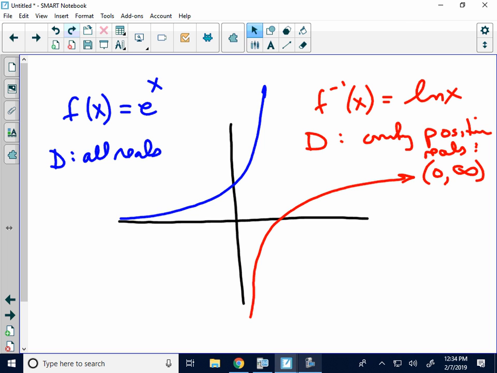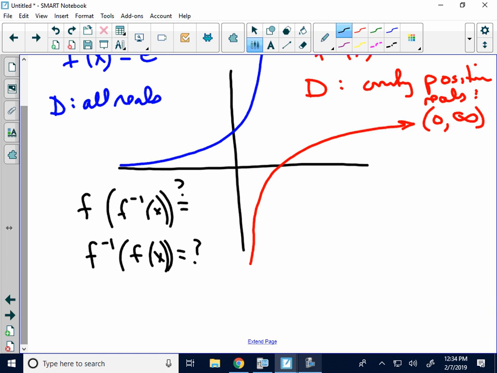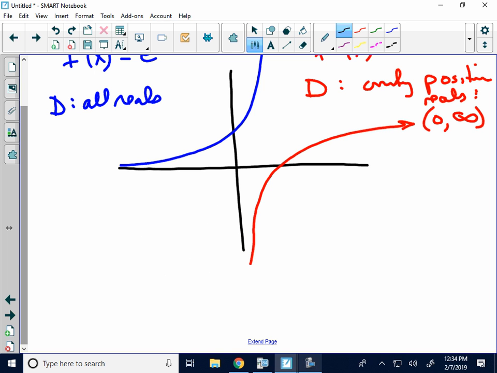Okay, now how does that play out when it comes to this idea? Because what we're going to be investigating is f of f inverse of x. What does that equal? Or f inverse of f of x. What does that equal? Sometimes this will equal x and sometimes it won't, and it has to do with the domain. So we called f our exponential, so let's look at this one first.